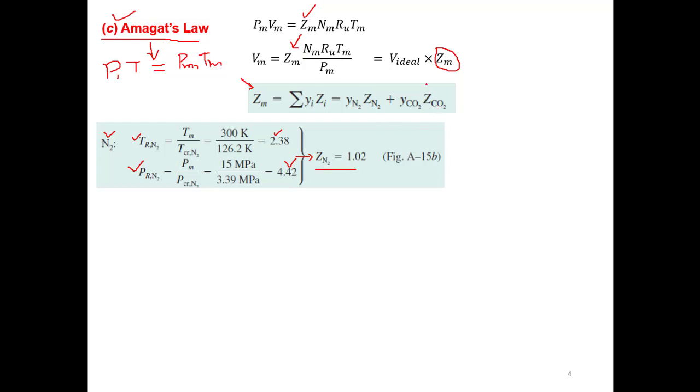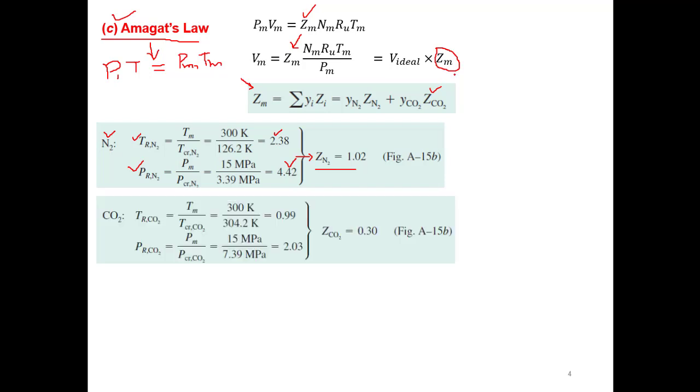Similarly, for carbon dioxide we have to calculate Z CO2 separately. The reduced temperature for the CO2 is equal to the given temperature divided by the critical temperature of CO2. Similarly, the reduced pressure is equal to the given pressure divided by the critical pressure of CO2. If we know the reduced temperature and reduced pressure, then we can read the value of Z CO2, which is equal to 0.30.